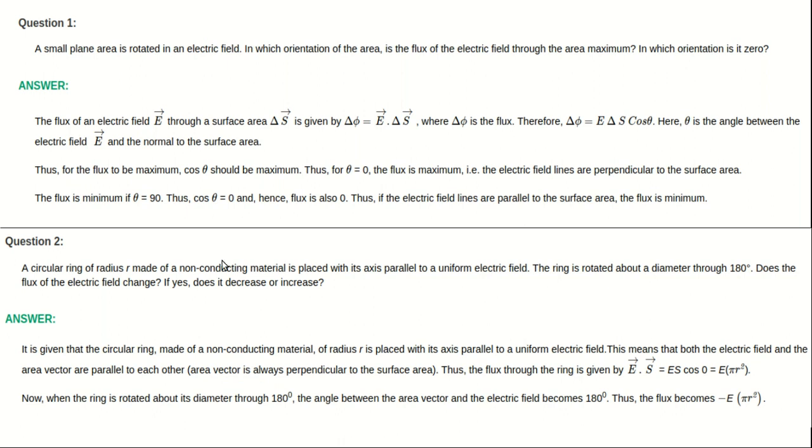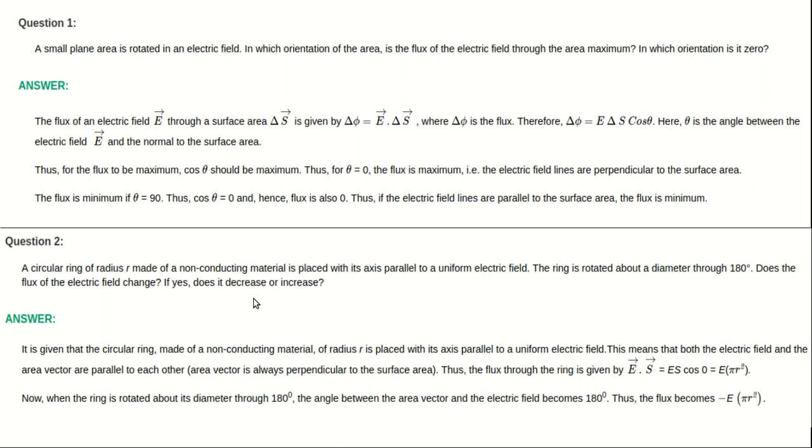Now we have a circular ring of radius r made of non-conducting material, placed with its axis along a uniform electric field. The ring is rotated about its diameter through 180 degrees. Does the flux of the electric field change, does it decrease or increase?